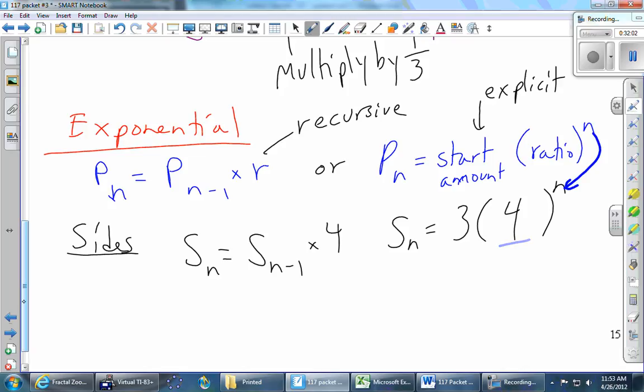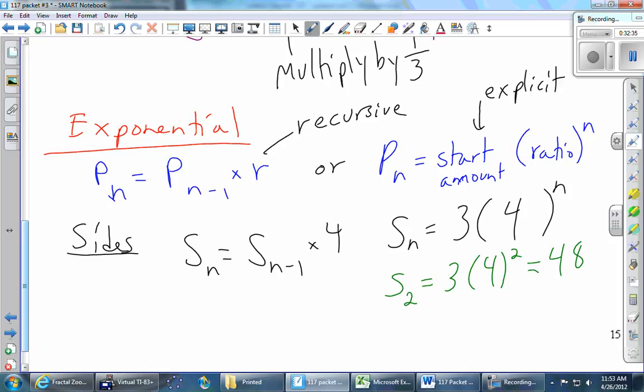Well, I want to see this formula in action. Let's write down S2. According to the formula, what is going to become 2? It's the n. All we're doing is changing the n's to 2's. So this is 3 times 4 to the 2. 3 times 16 is 48. Does that number sound familiar? Wasn't that what we had for the number of sides in the second generation?